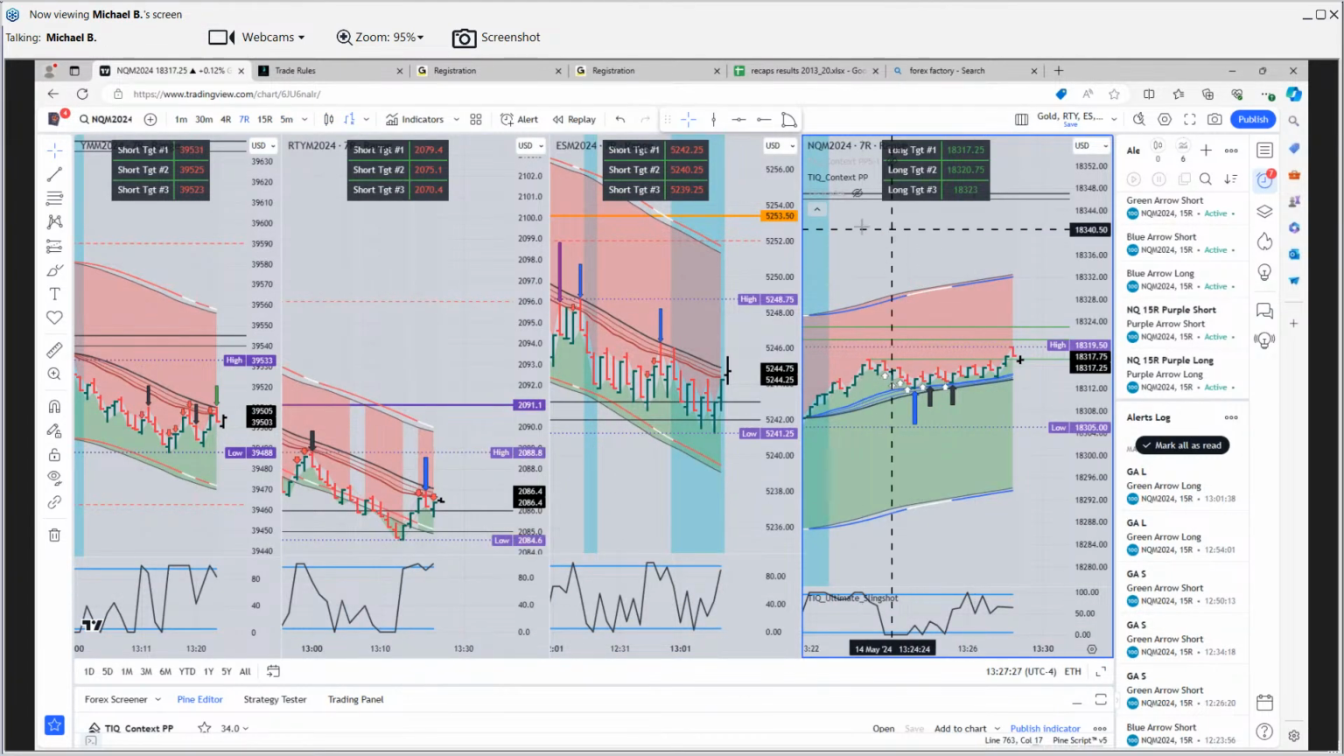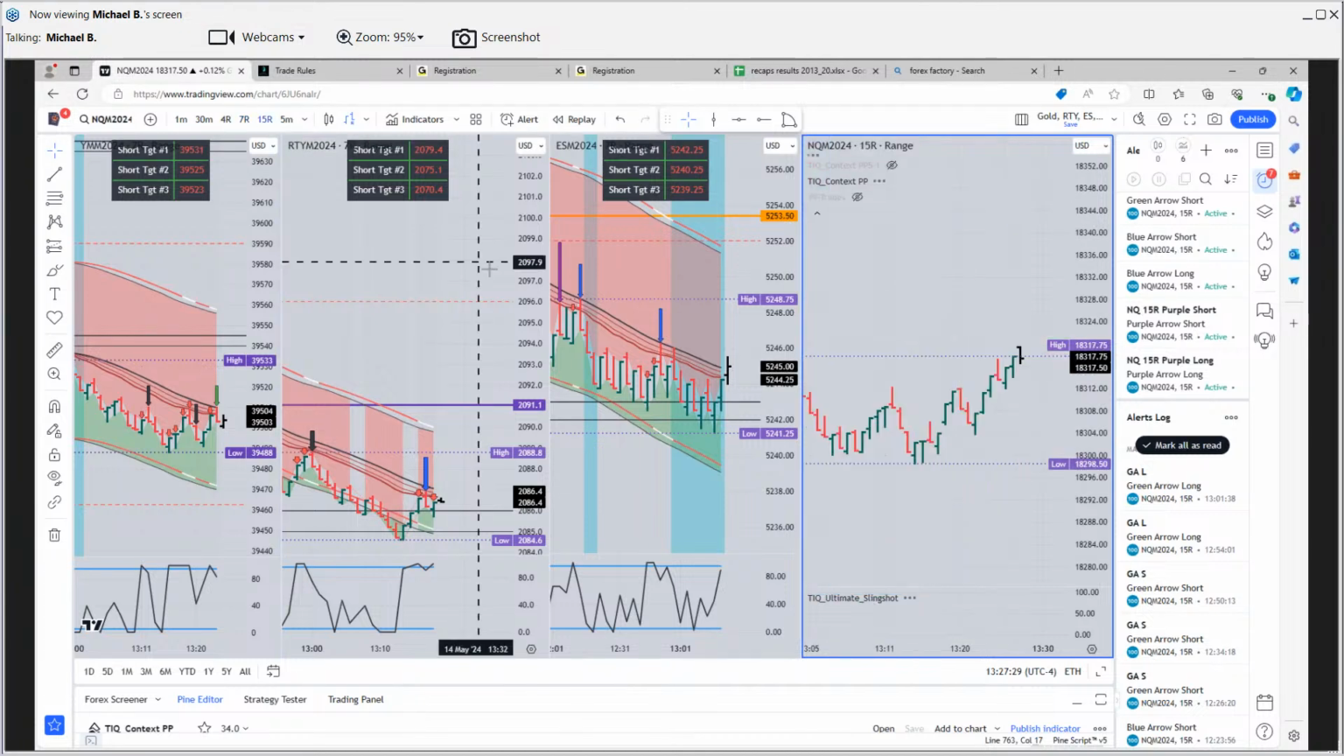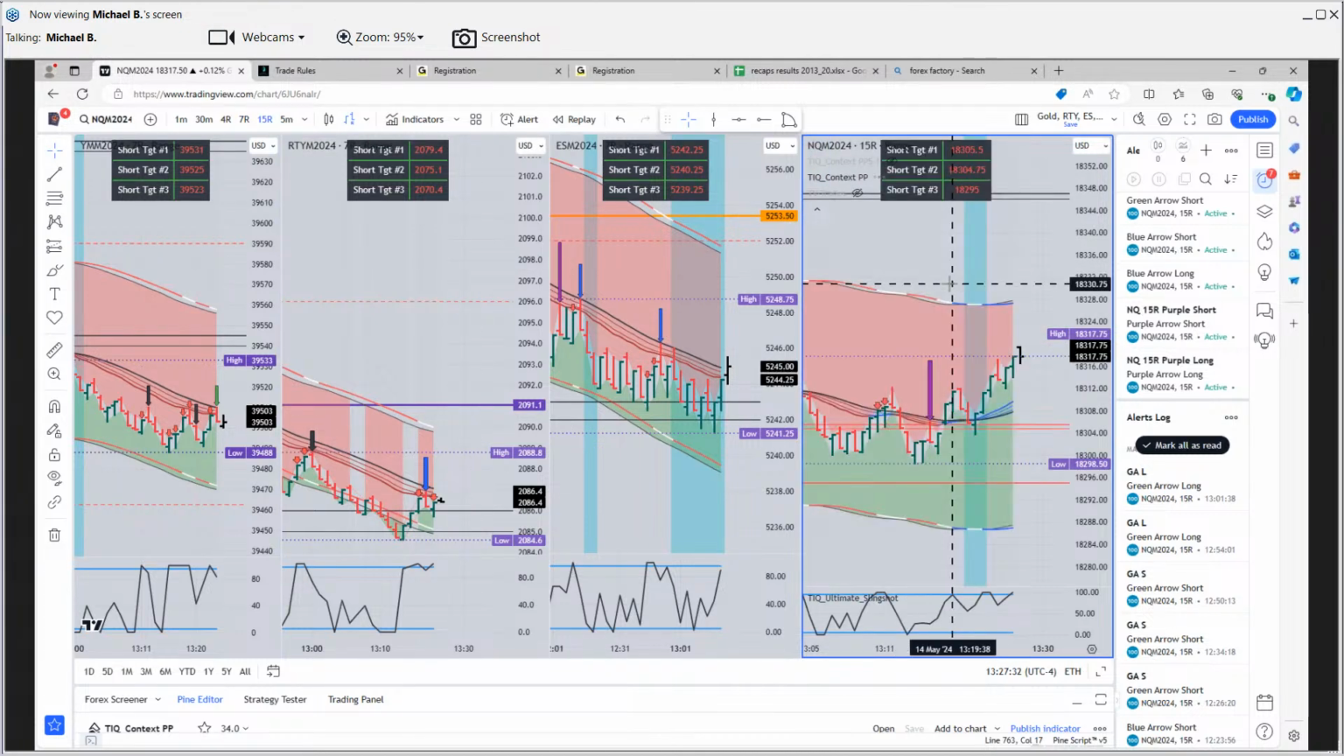Now let's go back to the 15 range here and see what we have going on. Okay, we don't have any opportunity here yet for a trade on the 15 range. It's going to have to come all the way back down and test the ribbon. Now it could do that in a minute or two. That's all we have left is a minute or two.